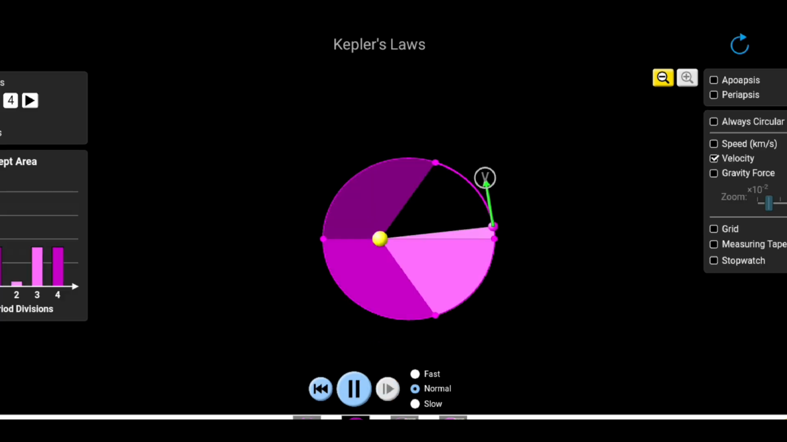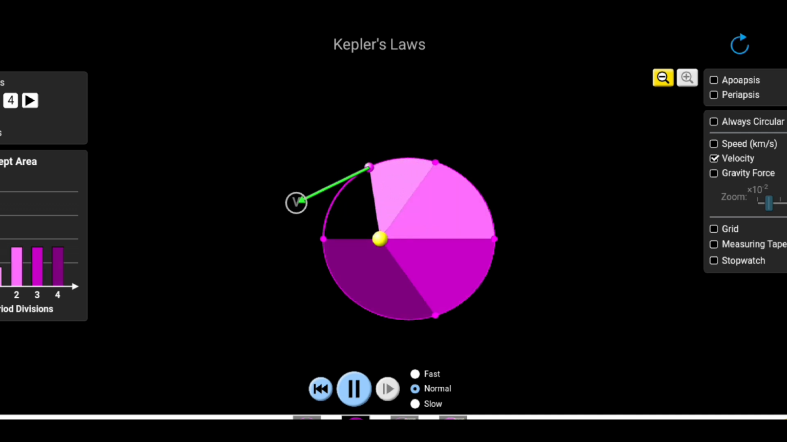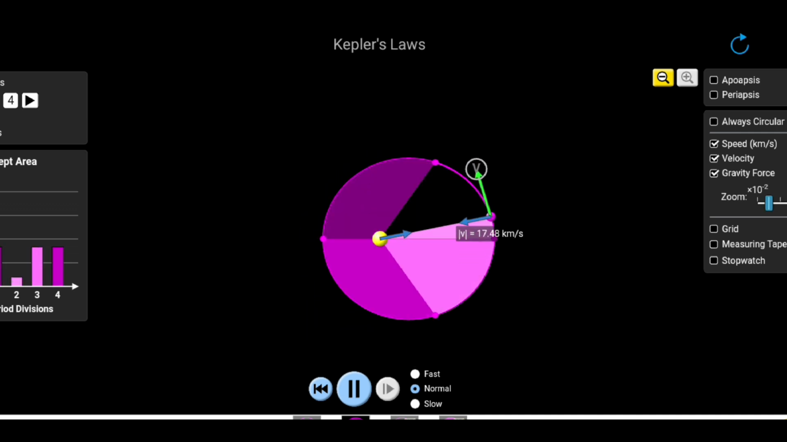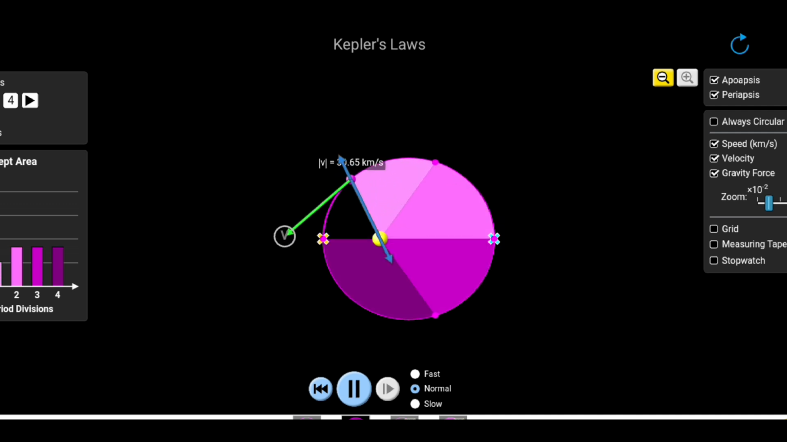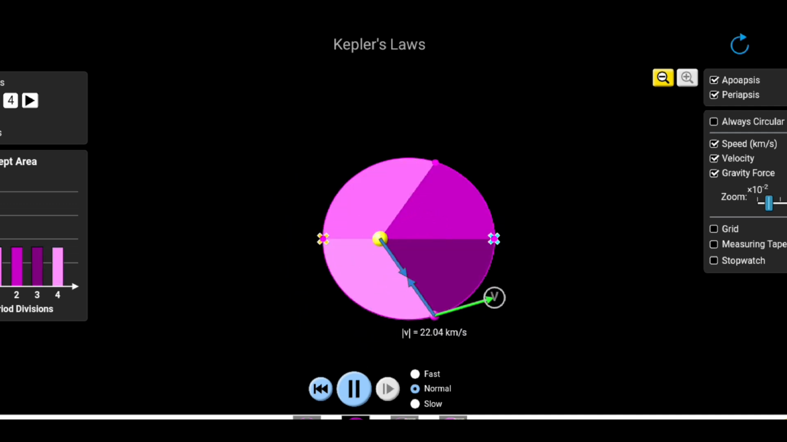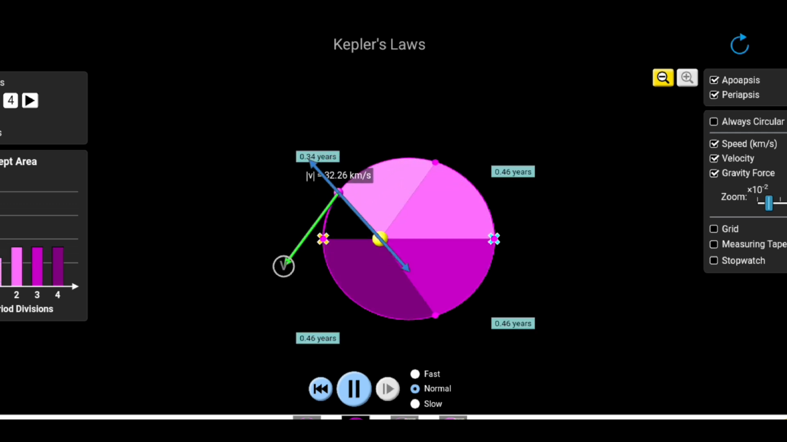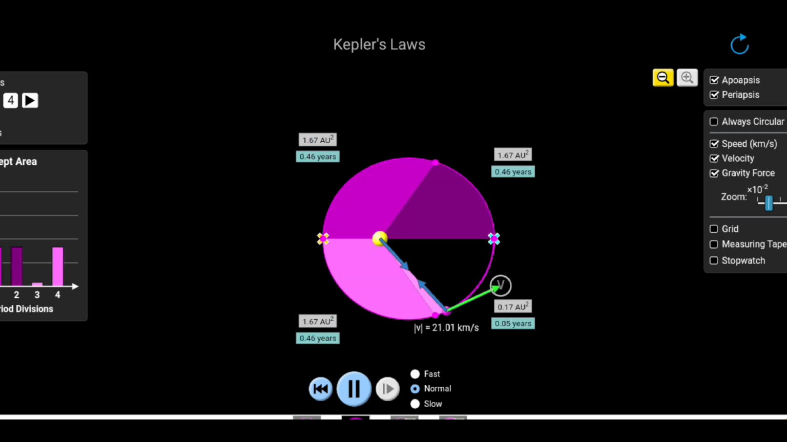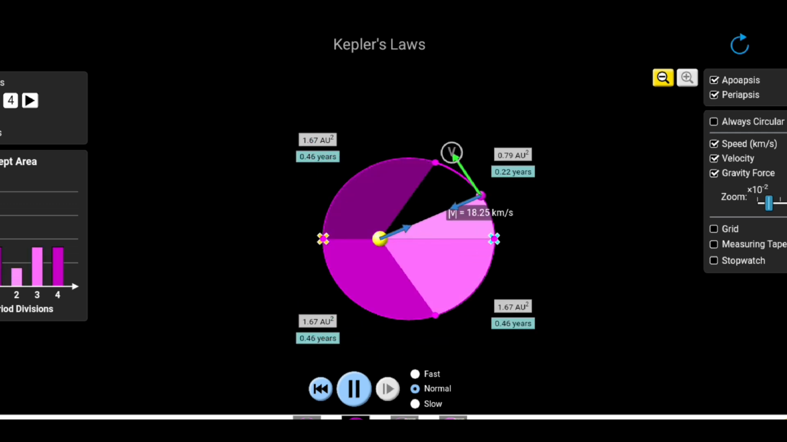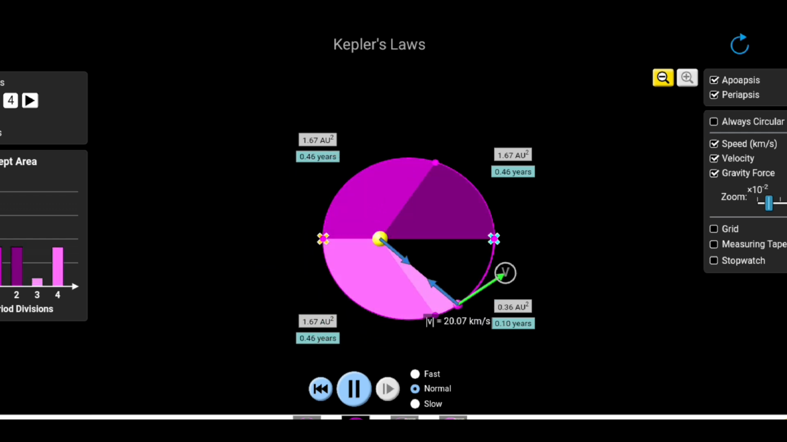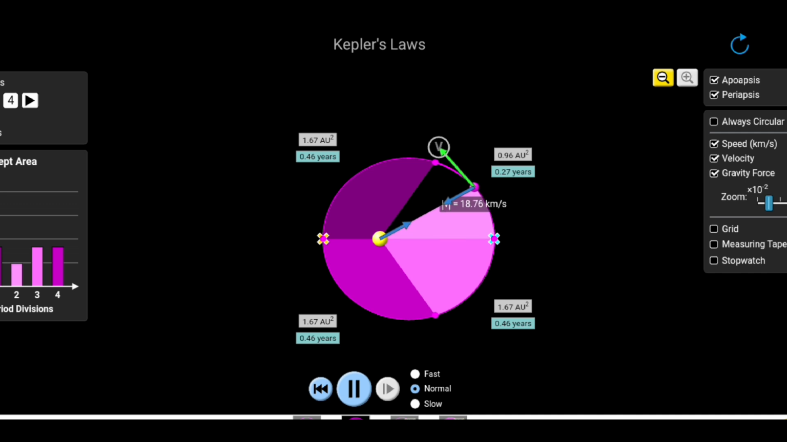Kepler's second law. The law of equal areas. The statement: a line connecting a planet to the Sun sweeps out equal areas in equal amounts of time. Breaking it down, imagine a straight line connecting a planet and the Sun. As the planet moves, this line sweeps across space. According to Kepler's second law, the area covered by this line in a given time is always the same, regardless of where the planet is in its orbit.